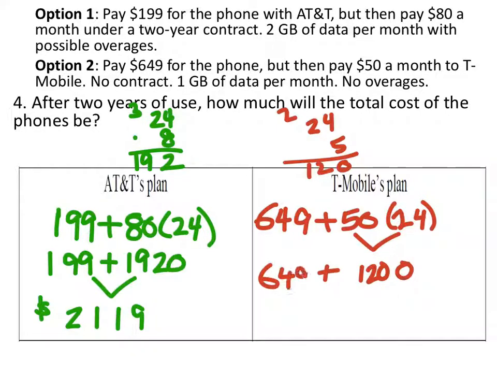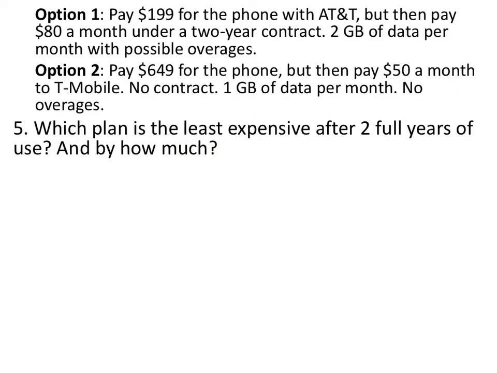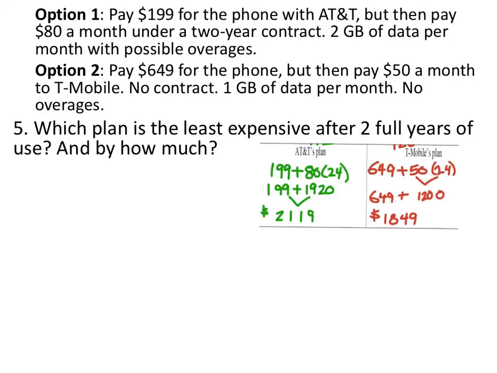Plus the 649 makes this $1,849. And we can see after 2 years of having T-Mobile's plan that it's become cheaper. Yeah, here we go. Number 5. Which plan is the least expensive after 2 full years of use, and by how much? Alright, so that was the answer that we just barely found, right?